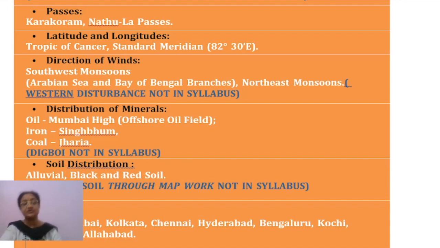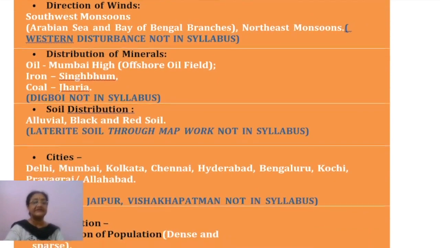Then soil distribution. In the chapter you have to study it, but in the map work only the alluvial, black and red soil you have to practice, not laterite. This time laterite soil has not to be covered in the map work for the board exams. Now come to the next, the cities.